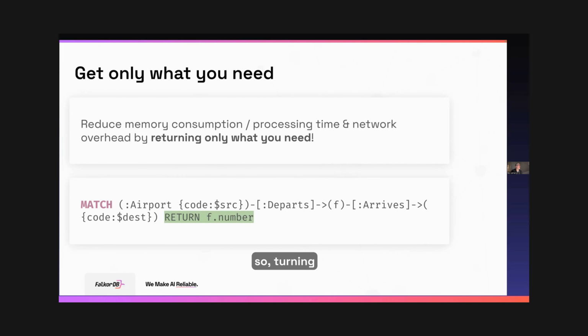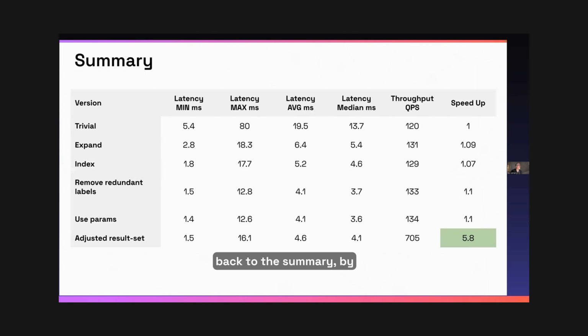And so turning back to the summary, by just returning the specific flight number instead of the entire flight node, we see a huge jump in performance, specifically in throughput. And this doesn't just affect the database side. This also affects the client. And the client that was used to measure those metrics was FalkorDB's Python client.